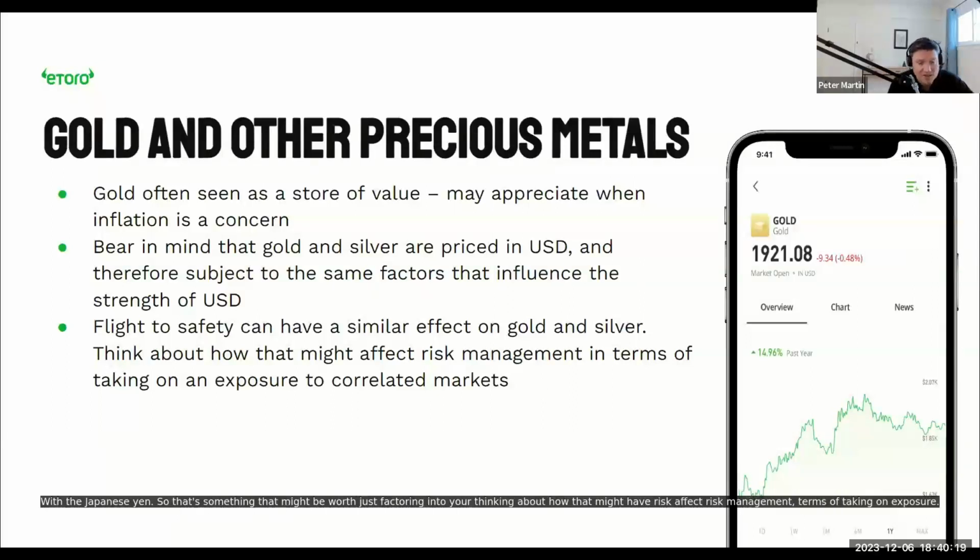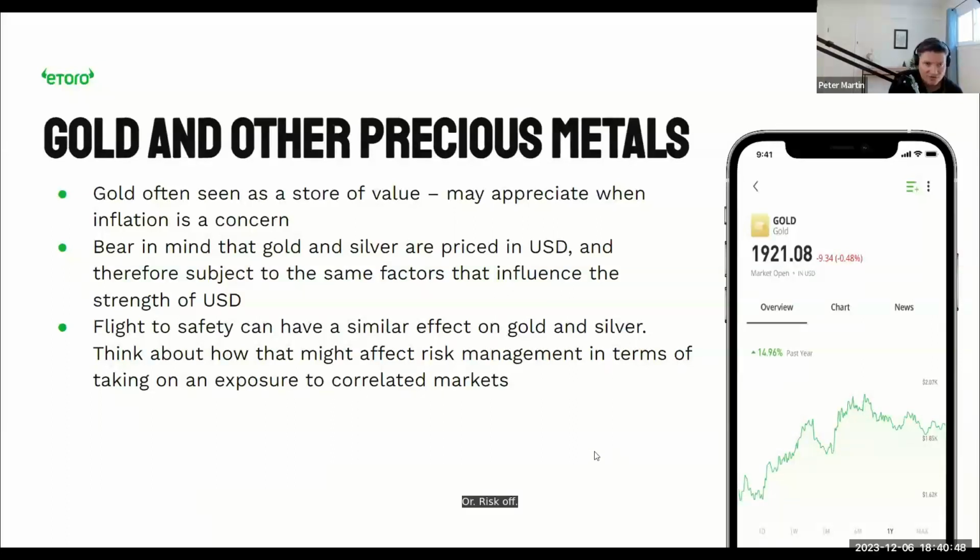Often with gold and silver, you see that same flight to safety thing that we were just talking about with the Japanese yen. So that's something worth factoring into your thinking about risk management in terms of taking on exposure to correlated markets. If you're trading gold and silver and the yen, they might behave in similar ways according to whether the market is what we call risk on or risk off.